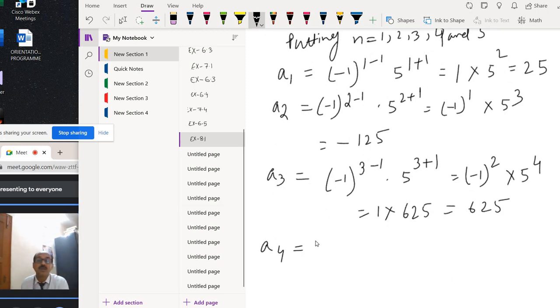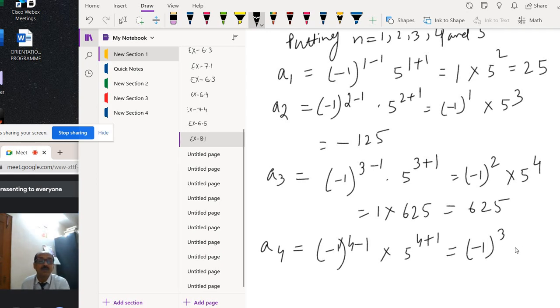A4 equals minus 1 to the power 5 minus 1, into 5 to the power 4 plus 1, which is minus 1 to the power 4 into 5 to the power 5. So minus 1 to the power 4 minus 1 is 3, so it is minus 1 cubed and 5 to the power 5.